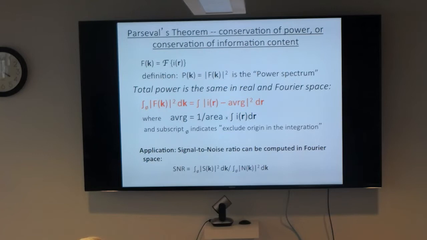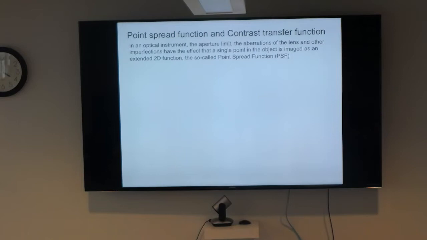So, point spread function and contrast transfer function. In an optical instrument, the aperture limit, the aberration of the lens, and other imperfections have the effect that a single point in the object is imaged as an extended two-dimensional function, and not as a delta function. An ideal instrument would make a point out of a point, so it would be a delta function in two dimensions. Instead of the point, you get the point spread function. This literally tells you how much a point spreads into the image.